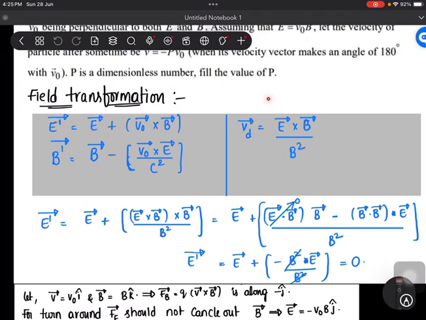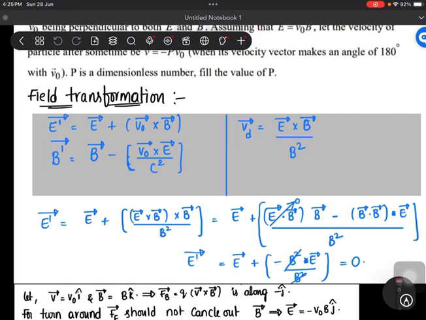Now let us assume the frame is moving with this much velocity. Then what will be the electric field in that frame? So instead of V0 bar, I am going to substitute this value. I have done this here. Now this is a triple product, and I am going to expand it: E bar dot B bar into B bar, that is this, minus B bar dot B bar into E bar, divided by the denominator B square.